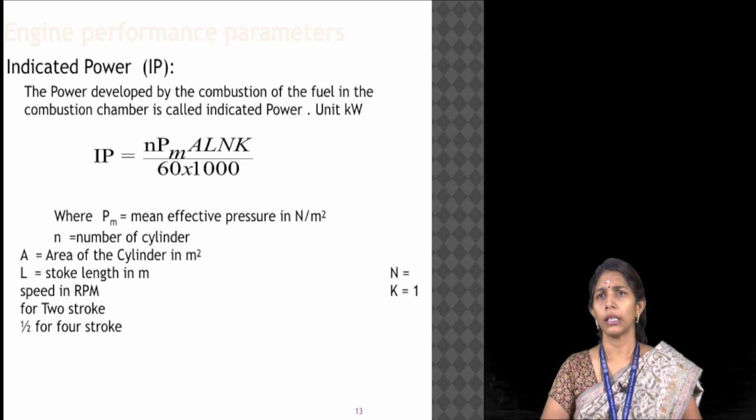n represents the number of cylinders, P_m is the mean effective pressure, which is the average pressure of all cylinders, A is the area, L is the stroke length, N is the rotational speed, and K is a constant which takes a value of 1 for a 2-stroke engine and half for a 4-stroke engine. This is because for every one revolution of the crankshaft, power is produced in a 2-stroke engine, whereas for every two revolutions, power is produced in only one revolution in a 4-stroke engine. Hence the value of K ranges between 1 and half. And this 1000 is for conversion to kilowatt.